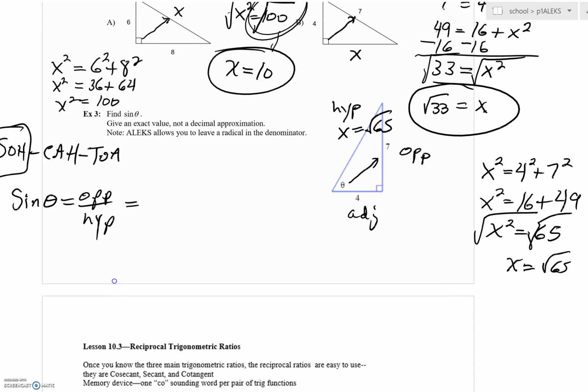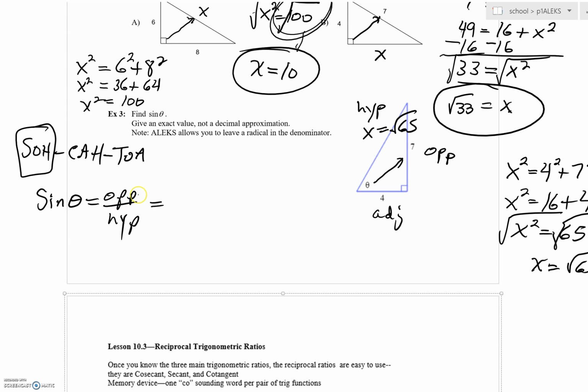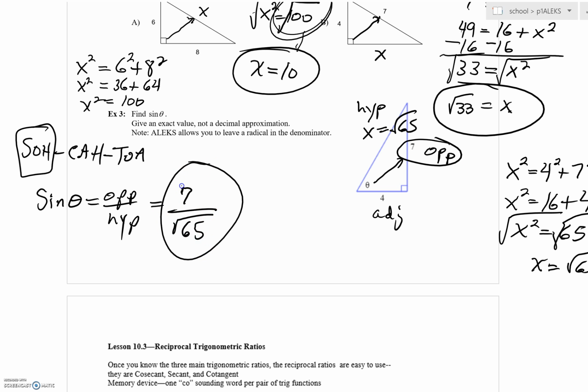So sine, like we just said a minute ago, is the opposite side over the hypotenuse. What number goes for opposite? 7, right? The hypotenuse is radical 65. It's okay to leave your answer with a radical in the denominator. Some of you have heard you have to rationalize in the past. You don't have to do that here. You can leave your answer with the square root in the denominator. So that's going to be our lesson.